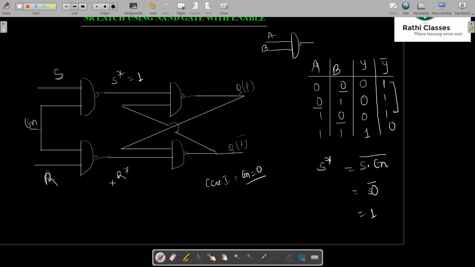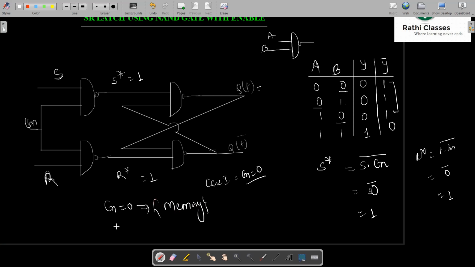Similarly, R star is nothing but R dot enable bar. As enable is 0, it would be R dot EN bar, so it is 0 bar, which again would be 1. Now, as we know, if the input for the NAND gate is 1, we cannot comment on the output. That means when enable equals 0, the state will be memory. So when enable equals 0, the output is memory, meaning whatever the previous value was, that will be retained.